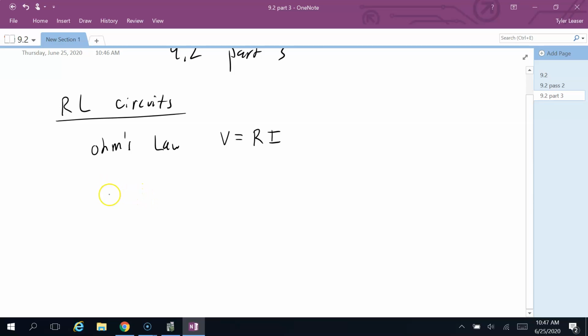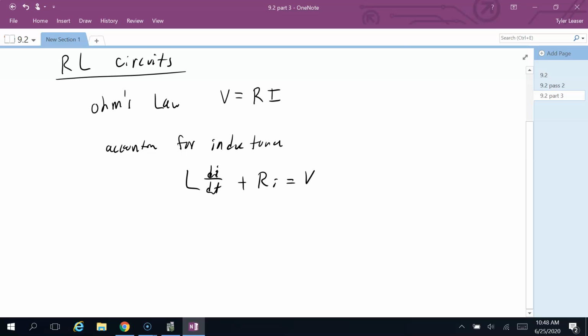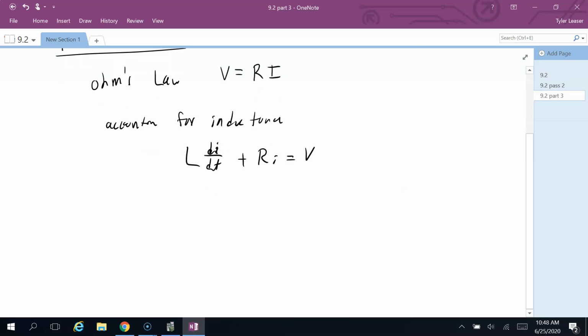So accounting for inductance, we get this. So the inductance times the derivative of the current, di dt, plus the resistance times i is equal to V. I don't know why they changed from a capital I to a lowercase i there, but they just do. But here we go. So this is now kind of the updated Ohm's law whenever you have inductance into play.